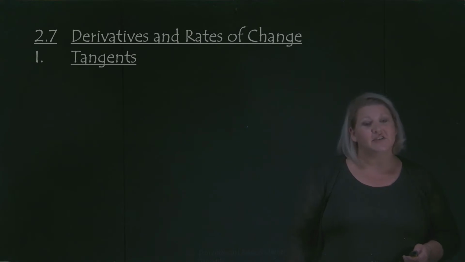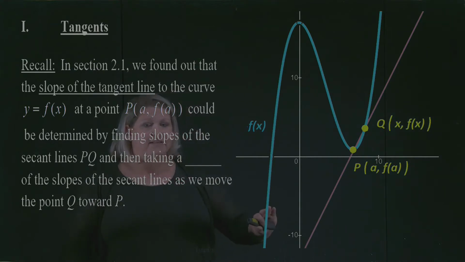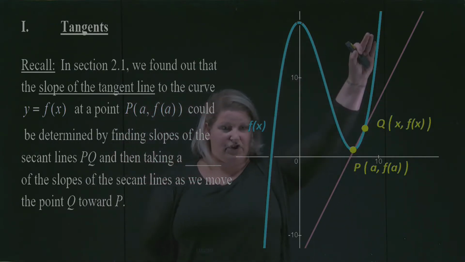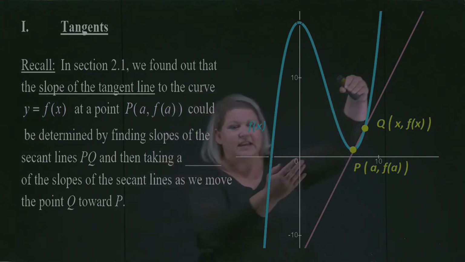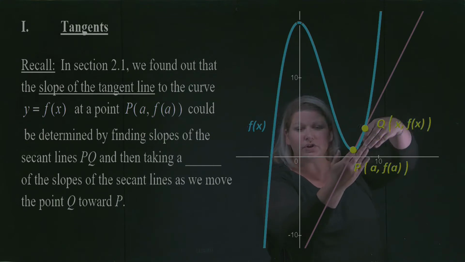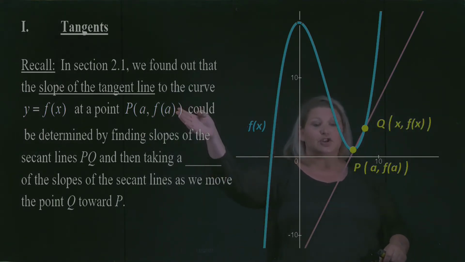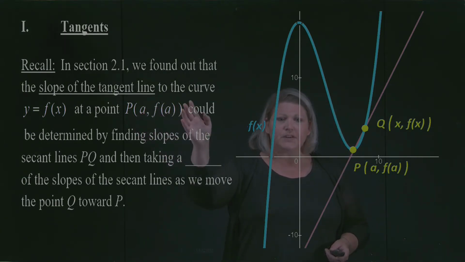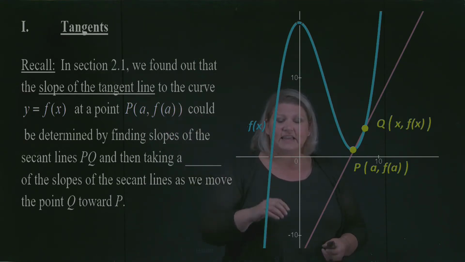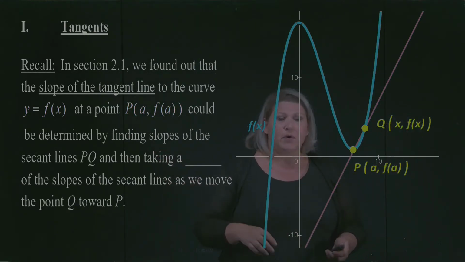First thing, let's look at tangents. So we've talked about this before, but basically you have a function. You have 2 points on that function, P and Q. And the idea is you want them to get closer and closer and closer together. So in section 2.1, we looked at the slope of the tangent line between the points P and Q. And P can be defined as A and f of A. And then point Q is some arbitrary point X.